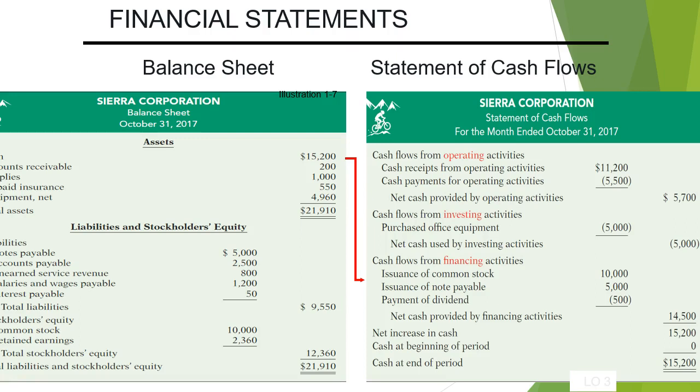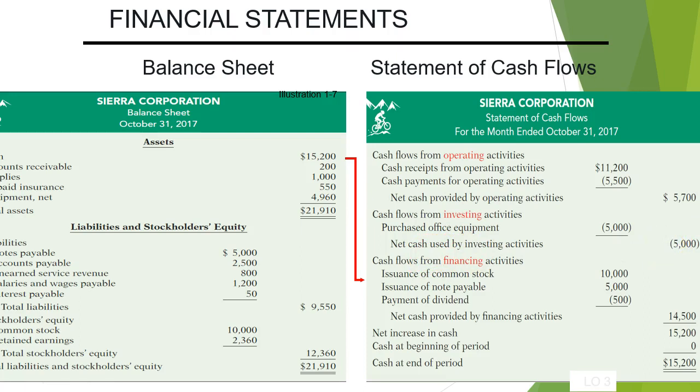So again, when you think about investment, focus on what we call long-term assets. The acquisition of some type of tangible asset, such as land, equipment, machinery, or the purchase of stocks and bonds of another business organization. For our example, we purchased office equipment. If I bought equipment and I spent cash for it, that's going to be an outflow of cash. It's shown in parentheses, which means negative. So from investing activities, we have net cash used in the amount of negative $5,000.